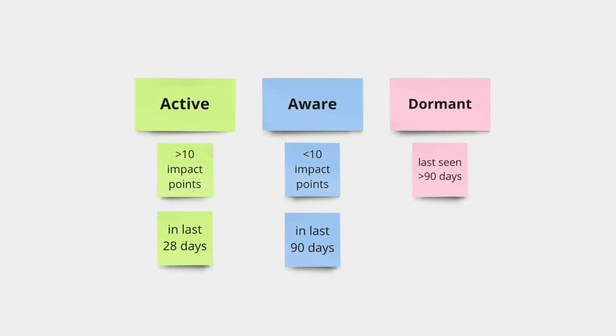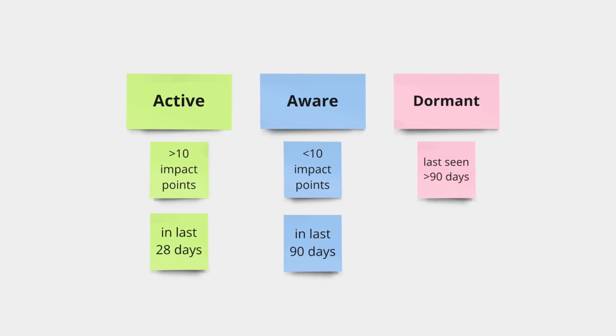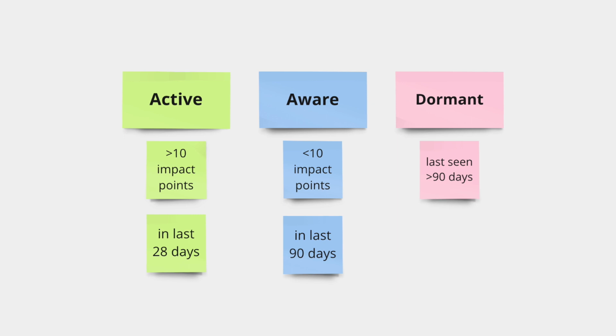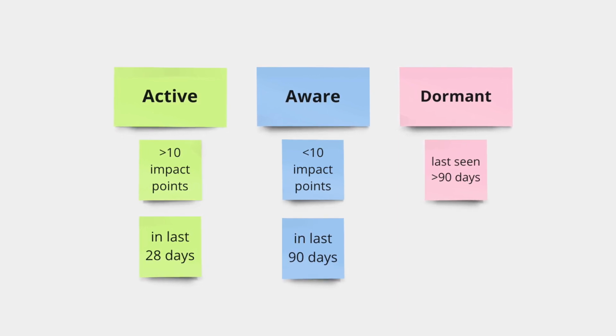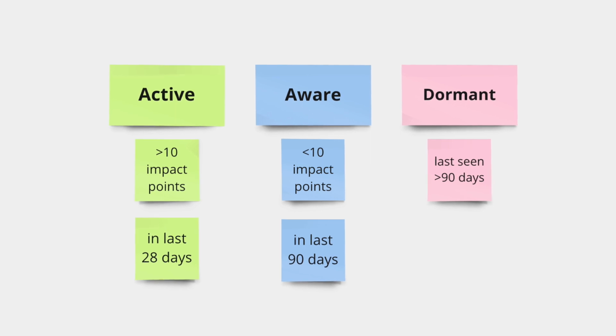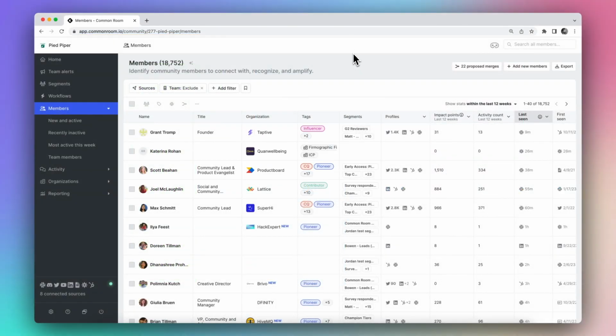For this example, we've set up three stages in our dark funnel: active, aware, and dormant. Active users are ones who have more than 10 impact points and have been active in the last 28 days, whereas aware users are ones who have been slightly active in the last 3 months, and dormant users are ones that we haven't seen in more than 3 months. So let's take a look at how we can implement this in Common Room.